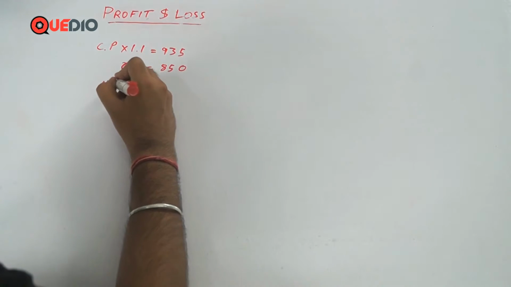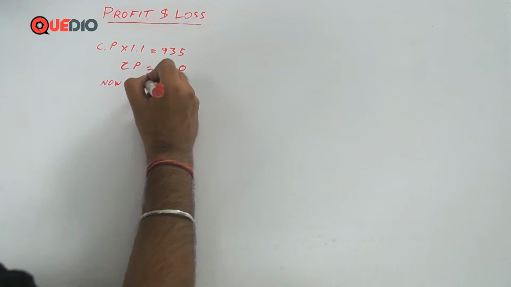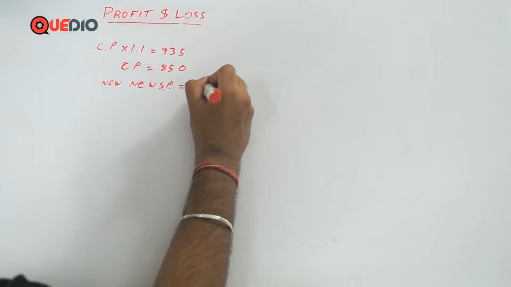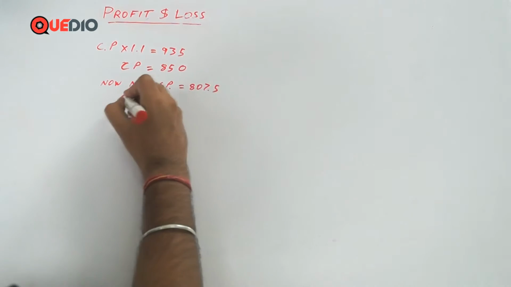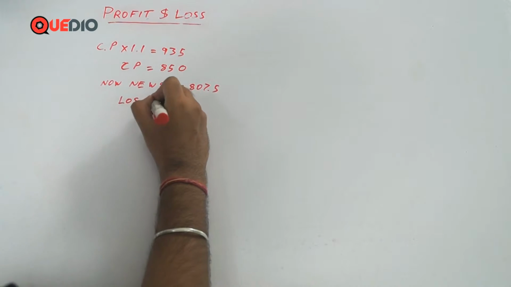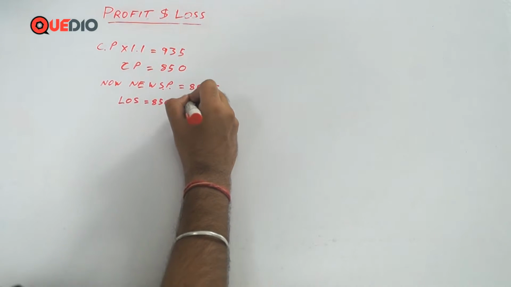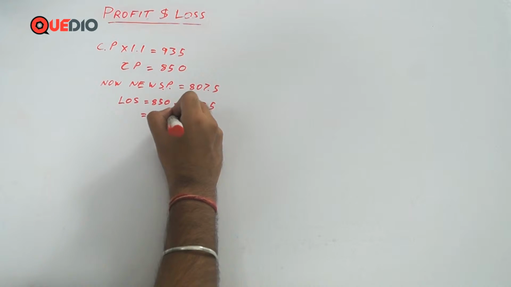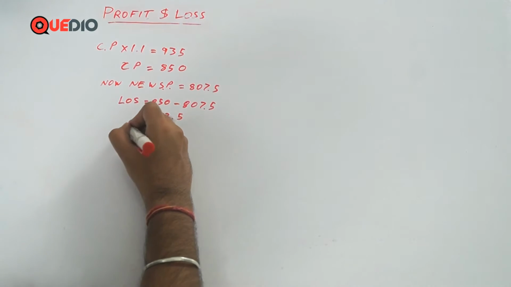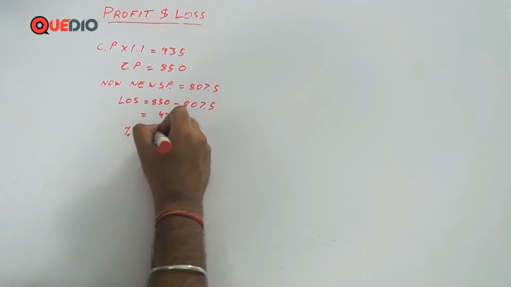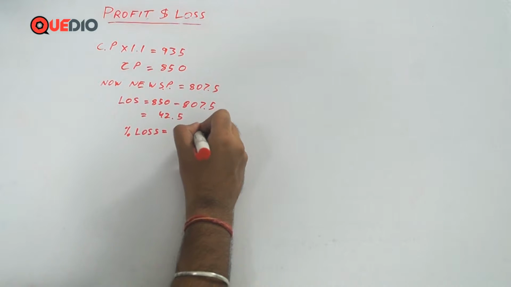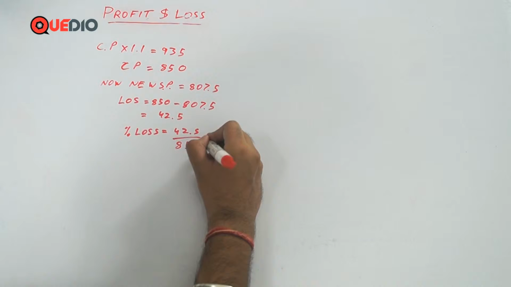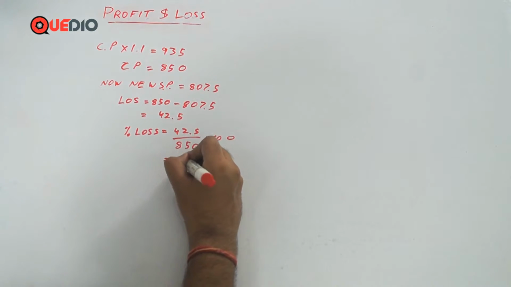Now the new SP is equal to 807.5. So there is a loss, that is 850 minus 807.5, which comes out to rupees 42.5. So percentage loss is equal to 42.5 by 850 into 100, that comes out to 5%.